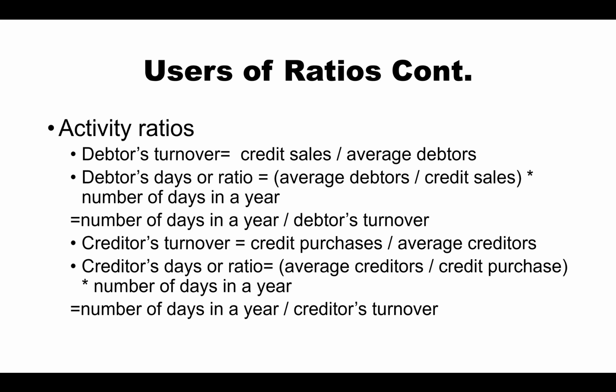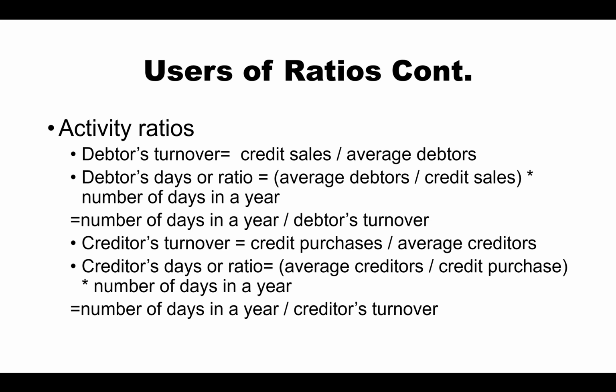Then we are going to look at the next, which is creditors turnover, which will indicate the number of times creditors are paid by a company during a year. So we have to get the credit purchases, we divide by the average creditors.